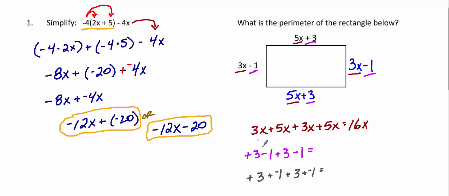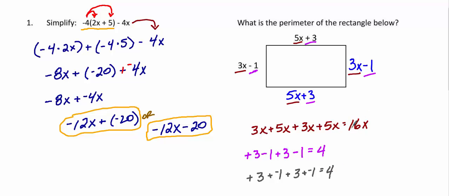Both of these are the same. Subtracting 1, same as adding negative 1. Let's add them together now. 3 minus 1, that's 2, plus 3 more makes 5, minus 1 more makes positive 4. If I did it this way, I'd get the same answer. 3 plus negative 1 is 2, plus 3 more makes 5, plus negative 1 makes 4. However I write it, I'm going to get 4.